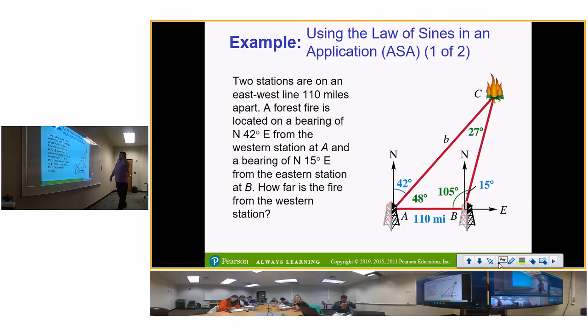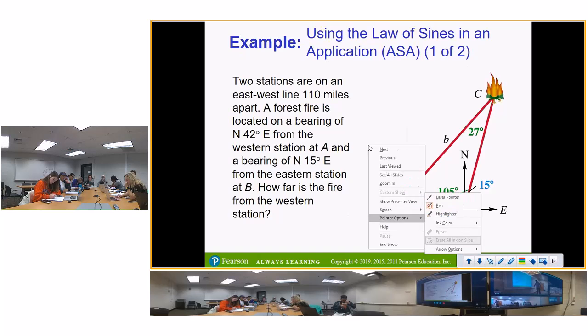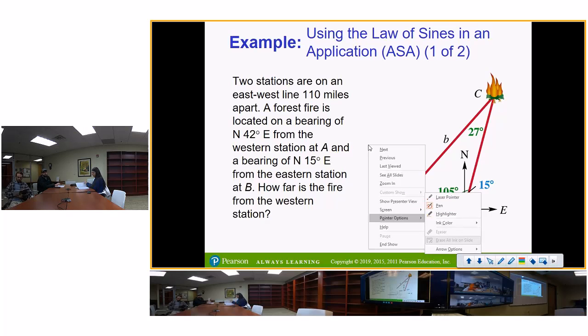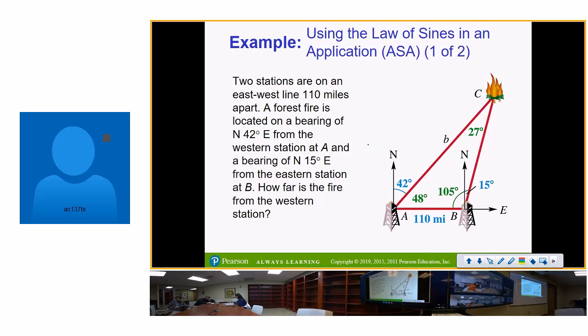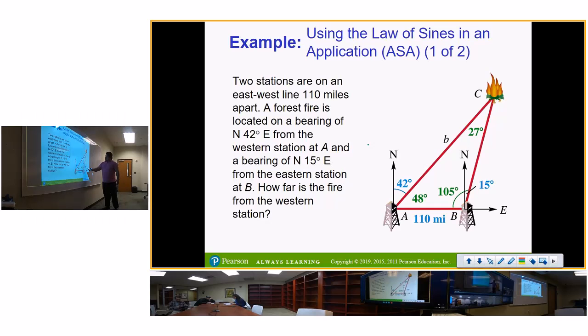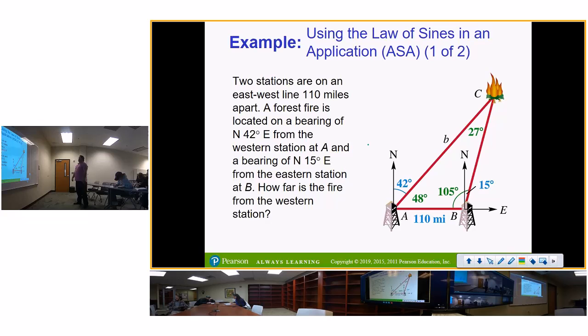So write that one down. And why is there a line right there? I guess they're showing, okay. I thought that was a line I made. Okay, two stations are on an east-west line.